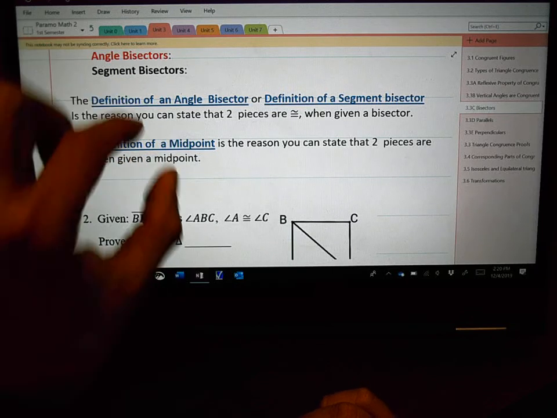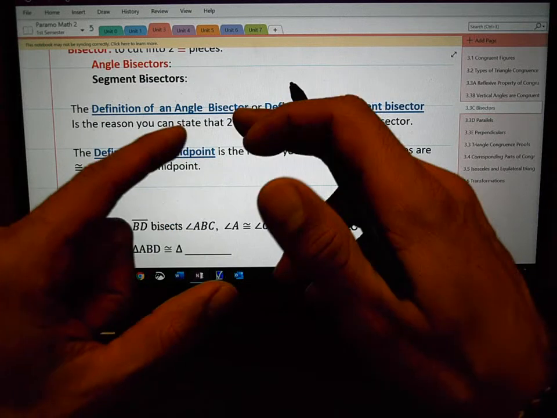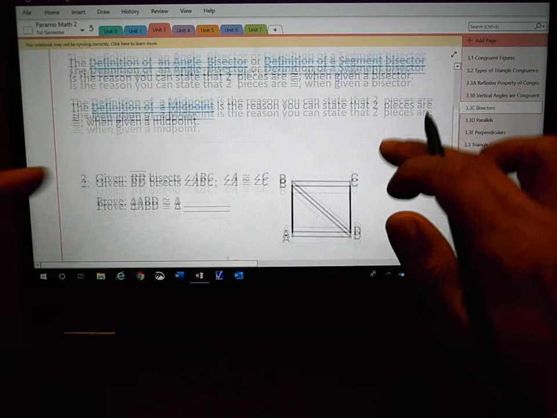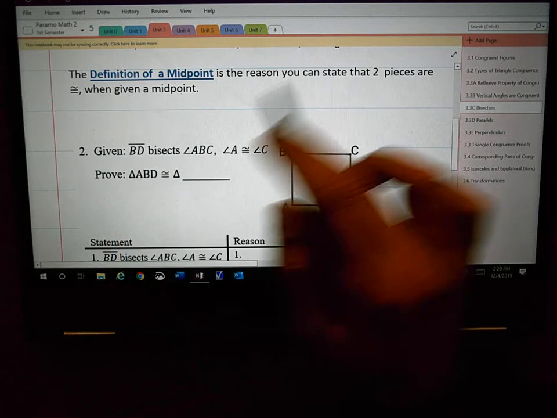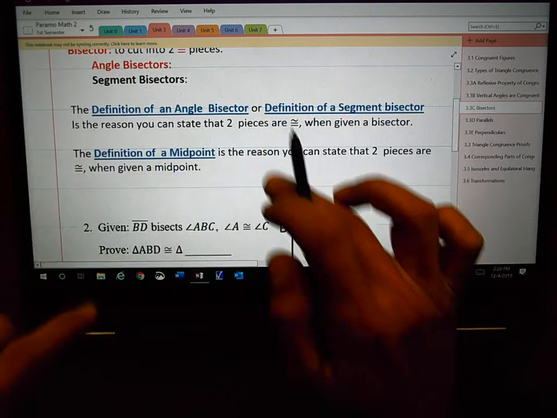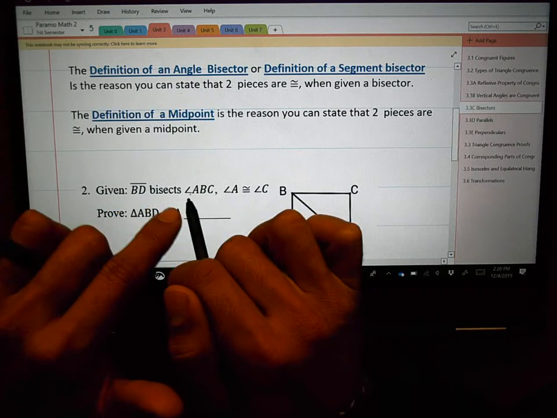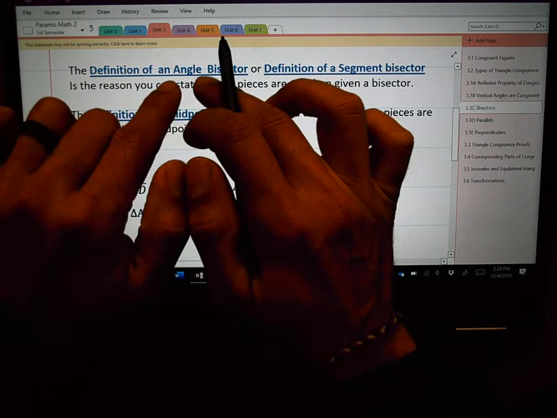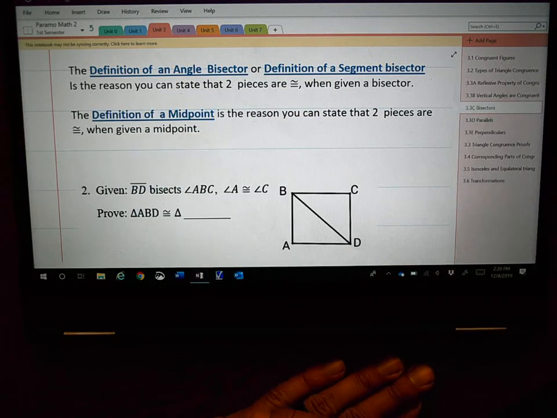Anytime you use the definition, by the way, you're using the word's definition. It has to be somewhere in your given, like the word bisects. We can then use the definition of what kind of bisector that was. It's something that's bisecting an angle. That's an angle bisector. We're using the definition of an angle bisector.